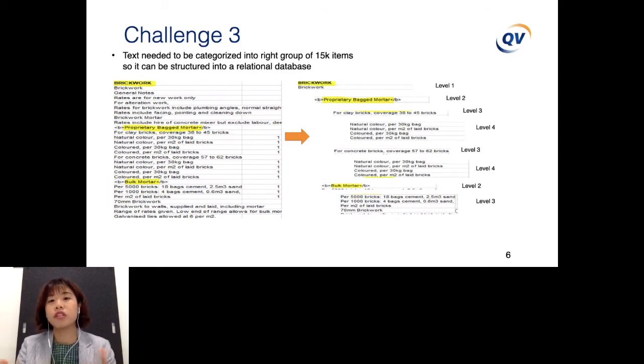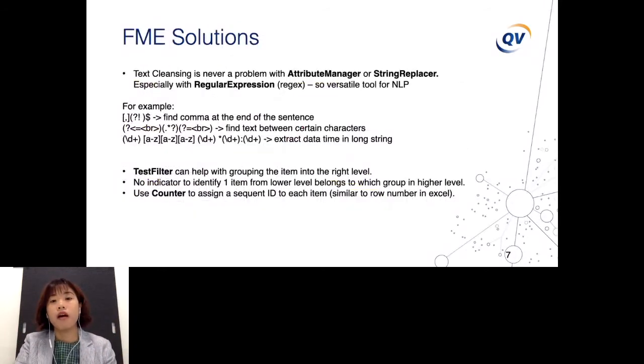So even though we can filter each of these items to different levels, it's very difficult to identify whether the natural color per 30 kilo bags belongs to level 3 for clay brick coverage 38 to 45 bricks or 57 to 62 bricks. Because they are all vertical in one column, therefore we use some of the functionality. I'm not going to show details of the workspace, but I'm going to highlight some of the functionality and how we overcame some of these challenges.